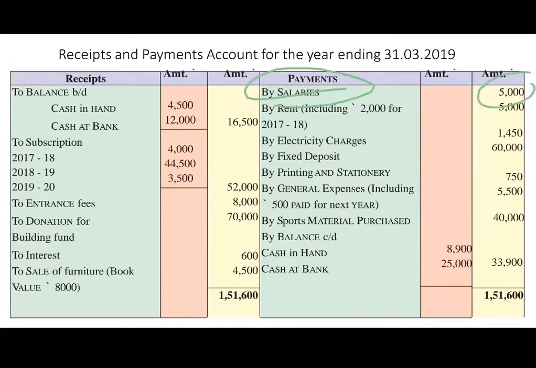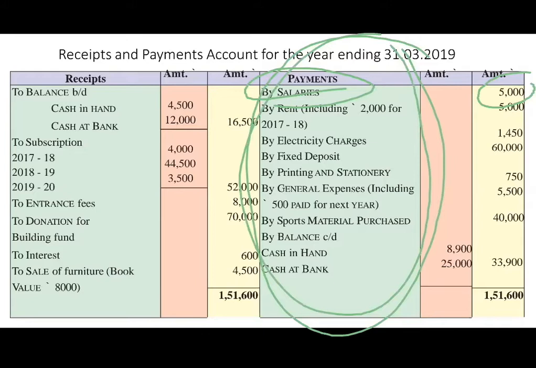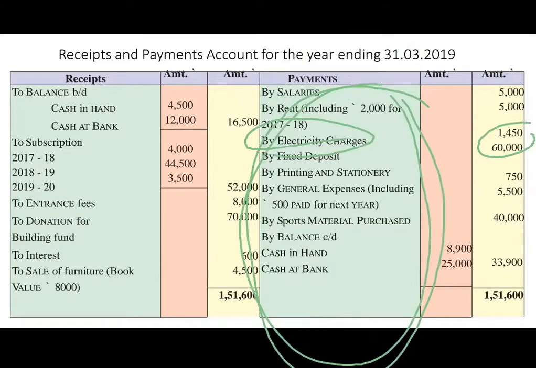Now whatever items are given on the payment side will be recorded on the expenditure side of the income and expenditure account. Where will they be recorded? On the expenditure side, or in the balance sheet. Okay, they will be in the balance sheet. No item from the payment side of the receipt and payment account will go to the income side. Whatever item is on the payment side of the receipt and payment account will be recorded on the expenditure side of the income and expenditure account or in the balance sheet. Okay, now we are going to start with the first one.